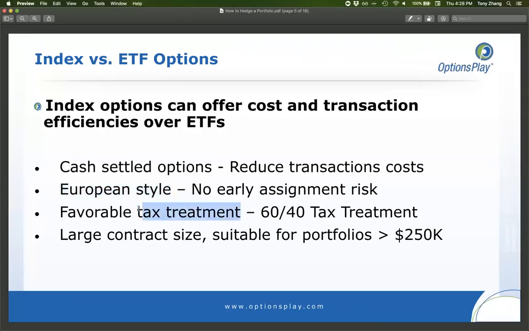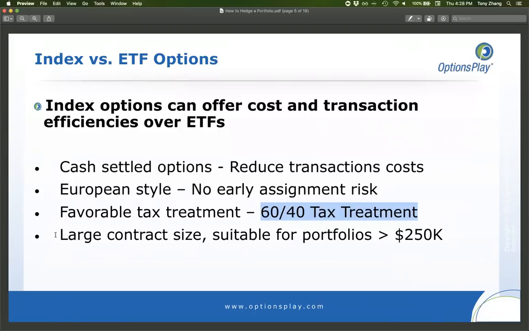Lastly, the one thing that I do think is favorable to index options is the fact that most hedges are put on for a relatively short period of time, which means that if you're in a taxable account, you will be paying short-term capital gains if you're trading ETF options. But for index options, you have favorable tax treatment. Index options are taxed the same way futures options are. So 60-40 tax treatment: 60% short-term capital gains, 40% long-term capital gains. So you do save yourself a little bit of money on capital gains if you are trading this in a taxable account. So those are three, in my opinion, benefits to trading index options.